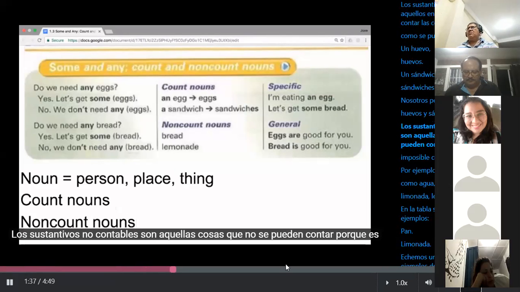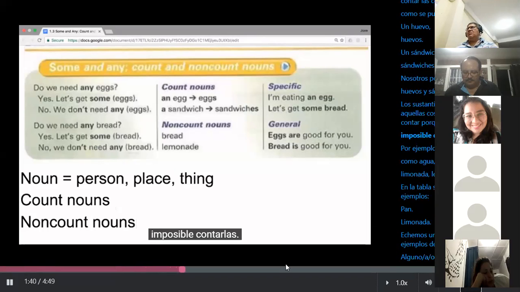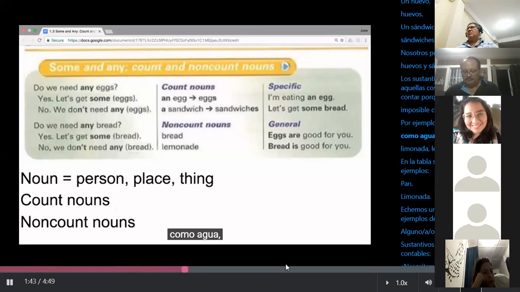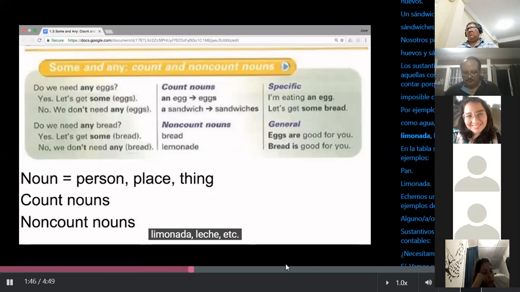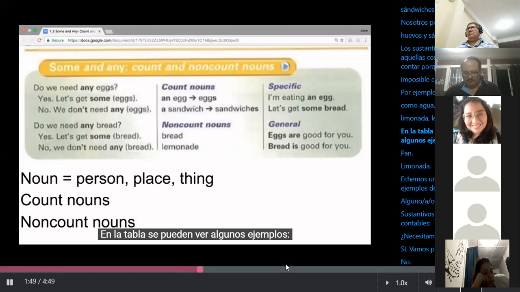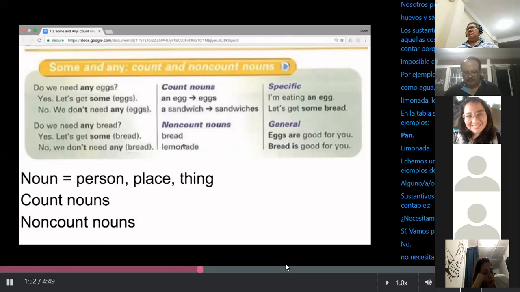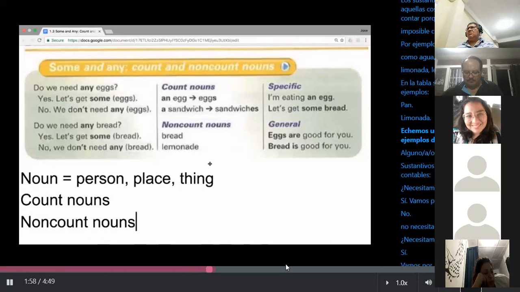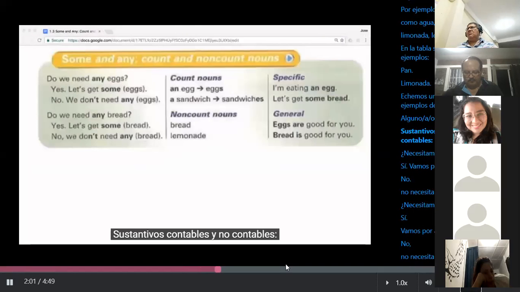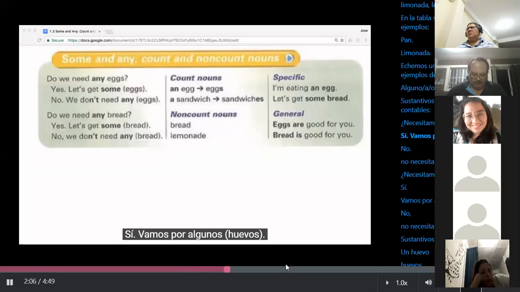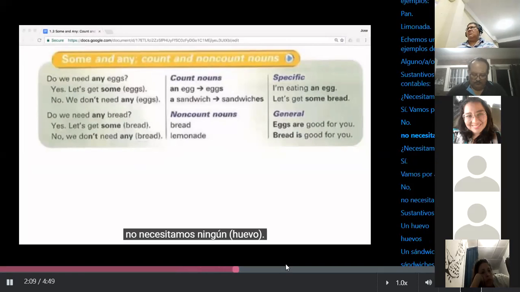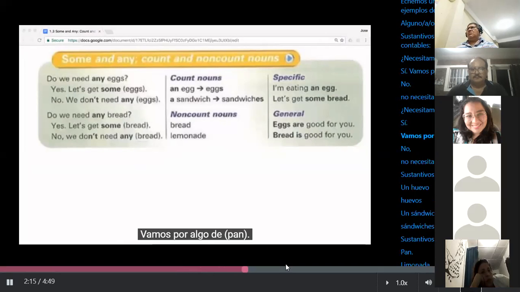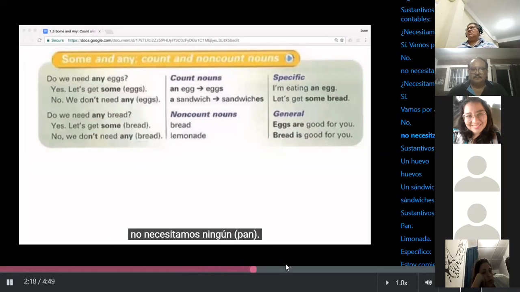Non-count nouns are those things that you can't count because it's impossible to count. For example, liquids such as water, lemonade, milk, etc. On the chart, you can see a couple of examples. Bread, lemonade. Let's take a look at all the examples on this chart. Some and any. Count and non-count nouns. Do we need any eggs? Yes, let's get some eggs. No, we don't need any eggs. Do we need any bread? Yes, let's get some bread. No, we don't need any bread.